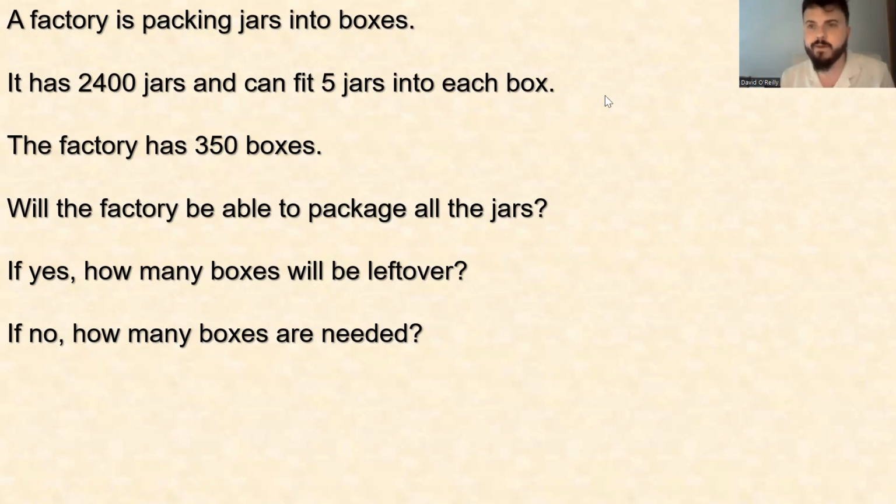So what is the reasoning involved here? Well, you're being asked, will the factory be able to package all the jars? So you've got to reason here. You've got to say, well, I think they will because, or I don't think they will because. And in order to prove you know the answer, you have to answer one of these questions. If you think the answer is yes, you need to say how many boxes will be left over. If you think the answer is no, you need to say how many boxes will be needed.